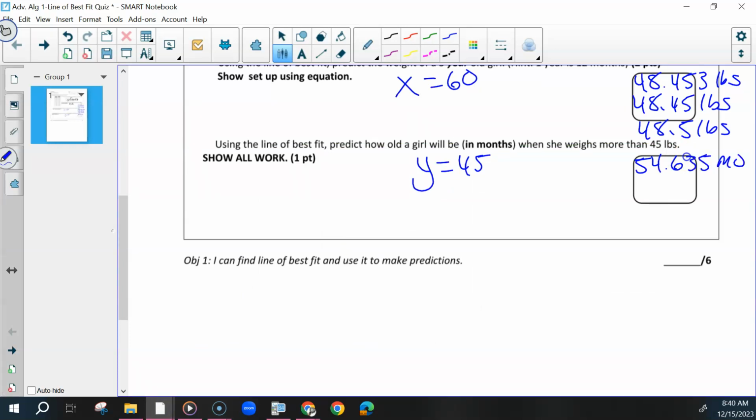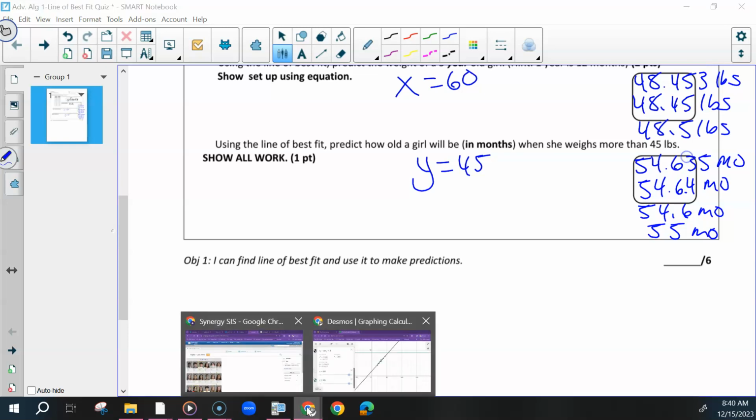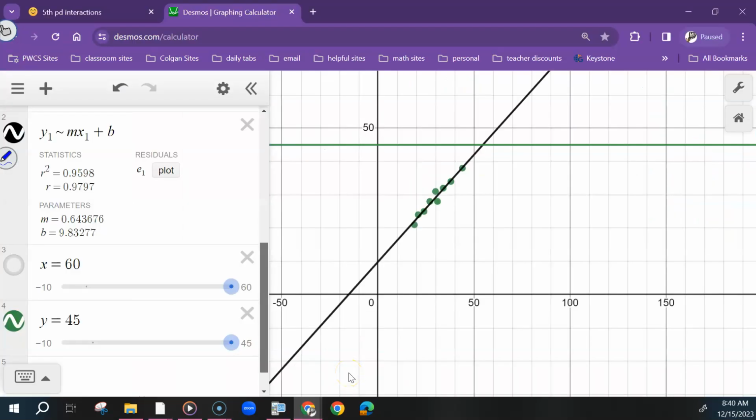And you were looking for months. Sorry, that should be 64 months. So any of those answers were acceptable. If you were solving this, again, you would have to use all of your decimals from the original problem to get an accurate answer. Questions on any of those?